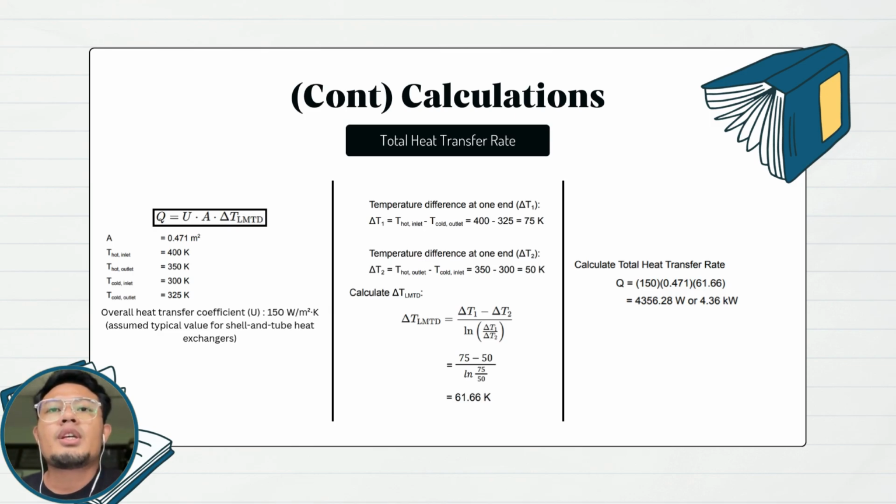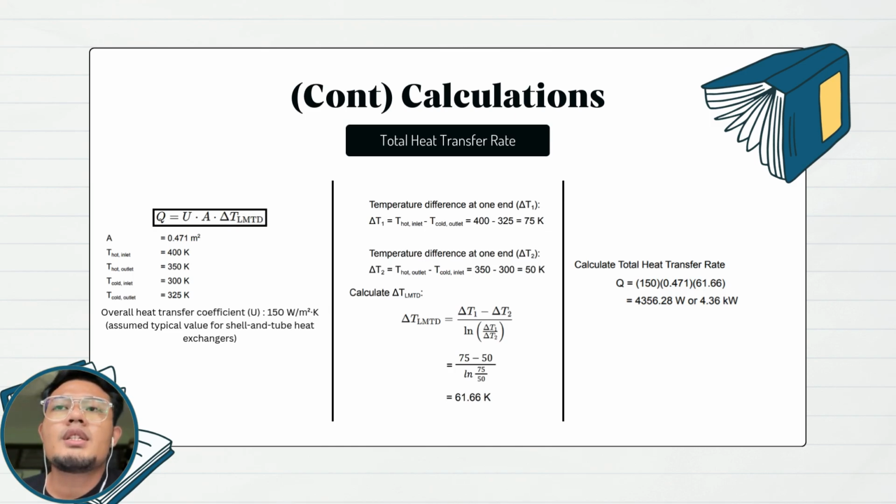Overall heat transfer coefficient U, we assume it is 150. If you want to find the total heat transfer rate, we need to find the temperature difference for T1 and T2 first. The temperature difference for T1 is 75 K, and for T2 is 50 K. After that we need to calculate the LMTD. The value for LMTD we got is 61.66 Kelvin.